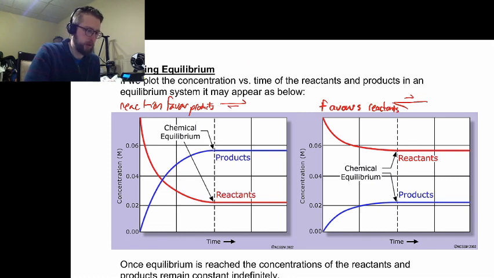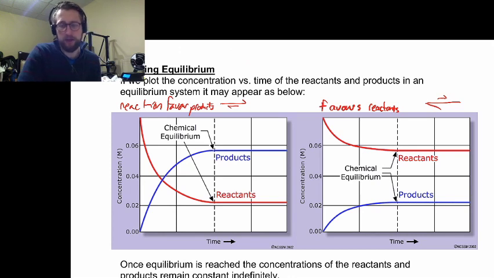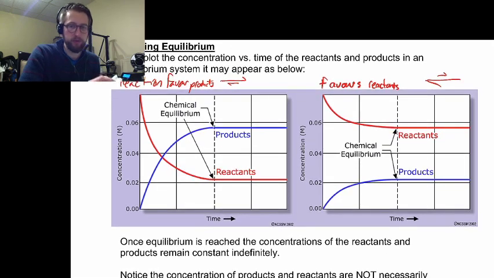Many different reactions have different balancing. Almost every reaction has its unique balance. And as chemists, one of our goals would be to see if we could affect that unique balancing act. Are there ways that we could push the chemical equilibrium to be more product favored in, say, this example number 2? So once equilibrium is reached, the concentrations of the reactants and the products remain constant indefinitely.